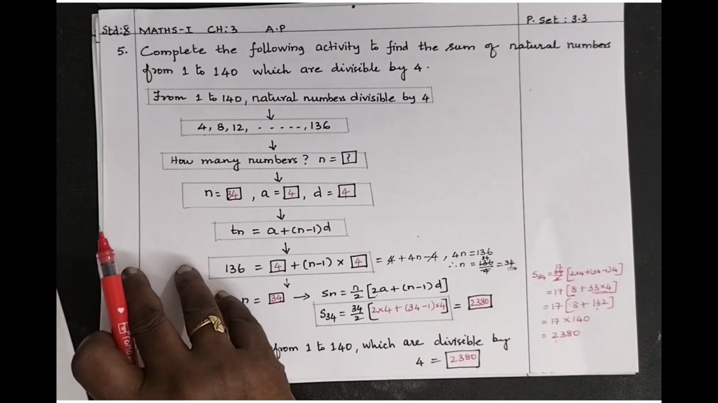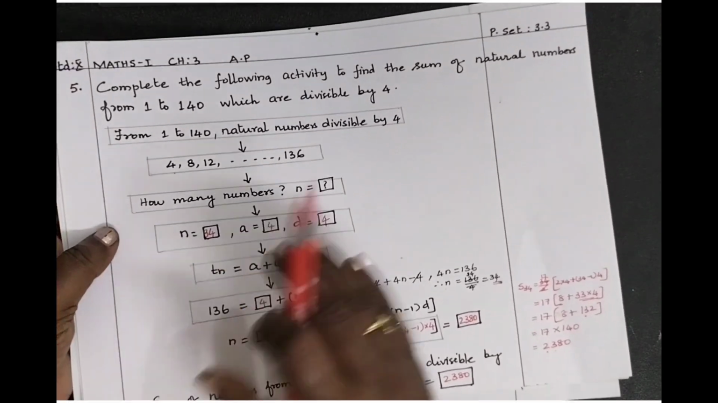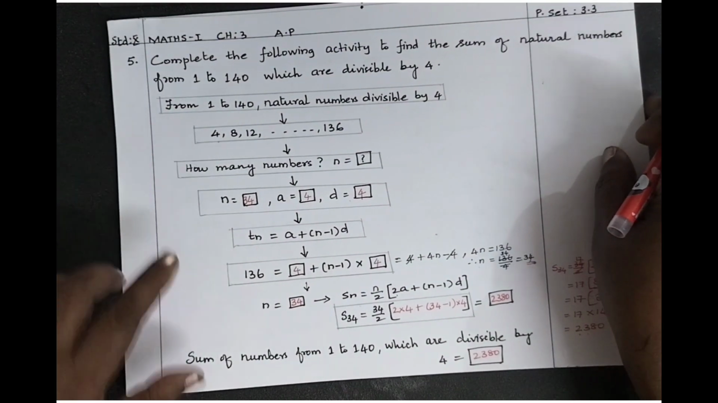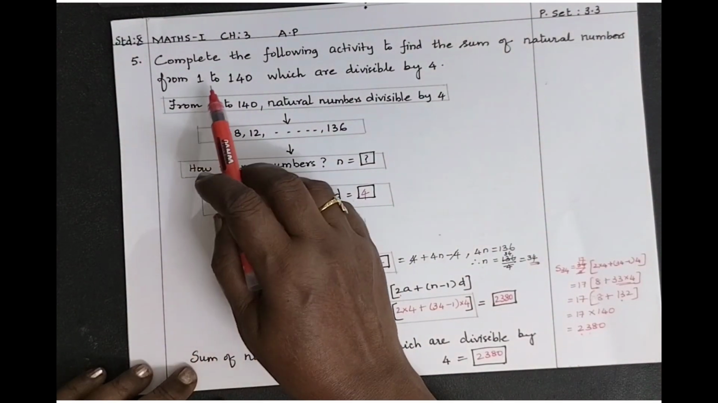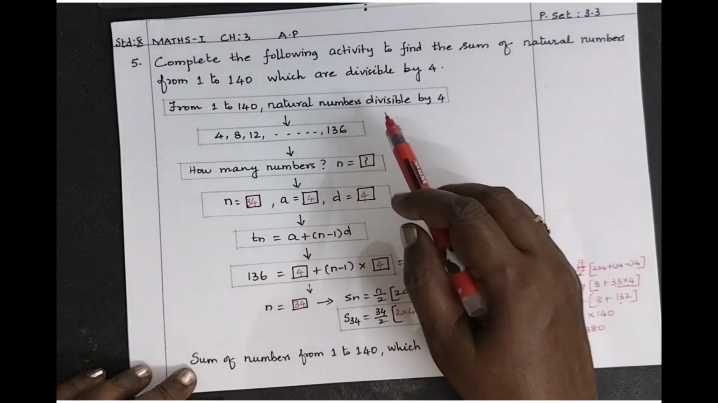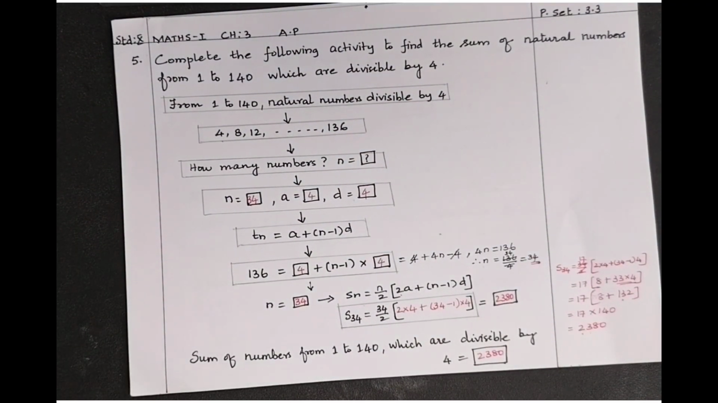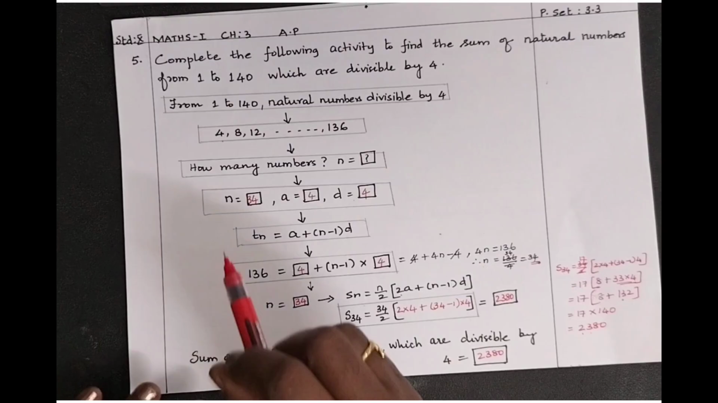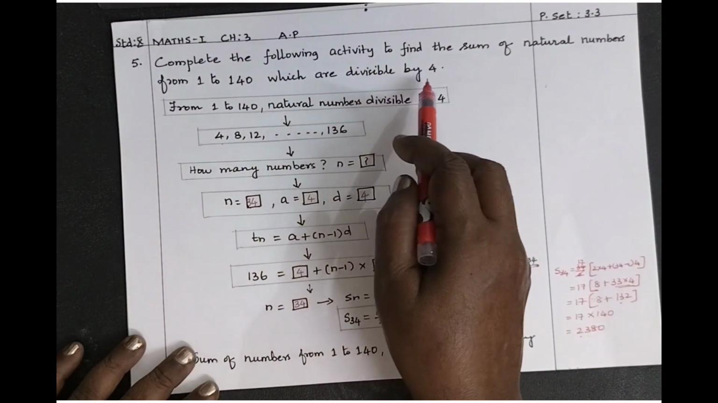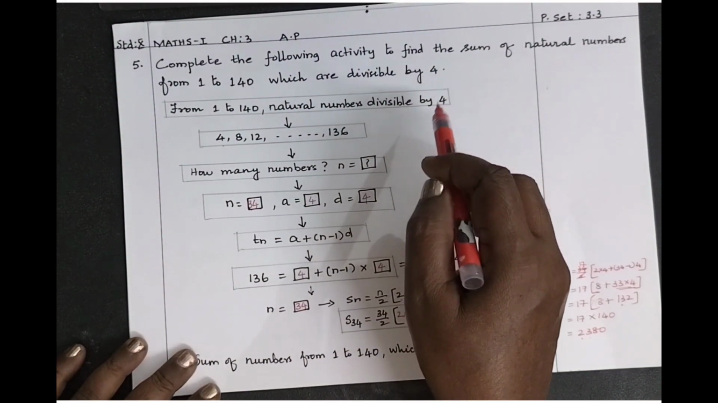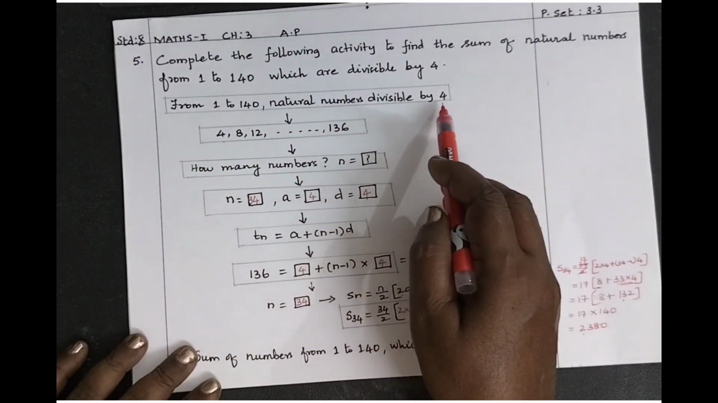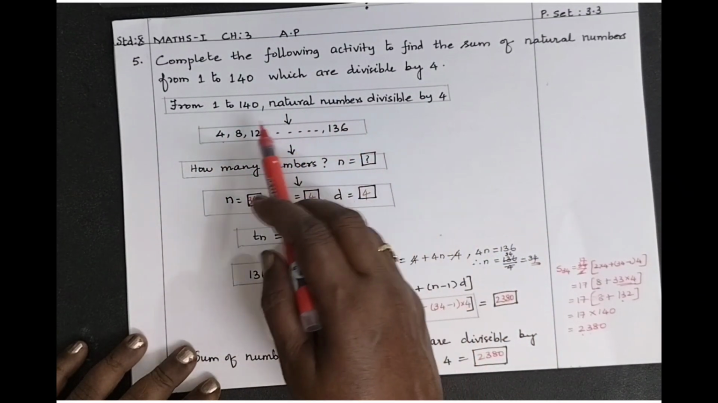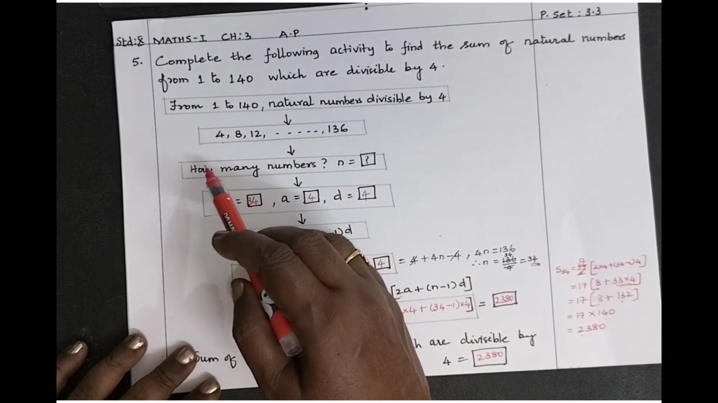Now, fifth question. This is an activity sum. So, blanks are given. We have to fill them up. Now, complete the following activity to find the sum of natural numbers from 1 to 140 which are divisible by 4. Okay. So, from 1 to 140, the natural numbers divisible by 4 are, here these numbers are given. If the numbers are not given, we have to write them.